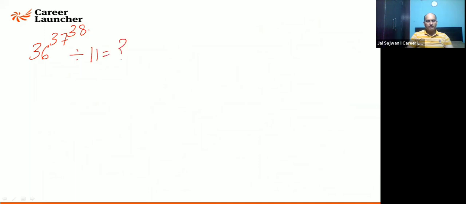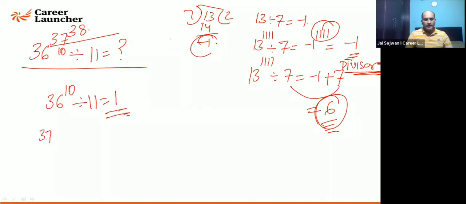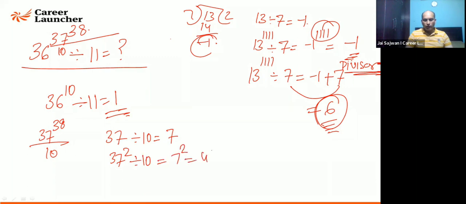36 to the power of 37 to the power of 38, divided by 11, what is the remainder? I want to remind you, 36 to the power of 10 divided by 11, remainder is 1. So I want to divide the power, 37 to the power of 38, by 10. I'll say 37 divided by 10, what is the remainder? Can I say 7? I square it. Remainder is 7 squared, which is 49. I can say remainder is minus 1.